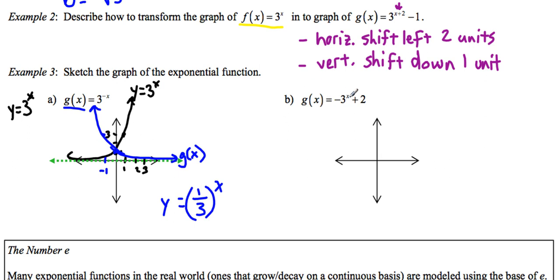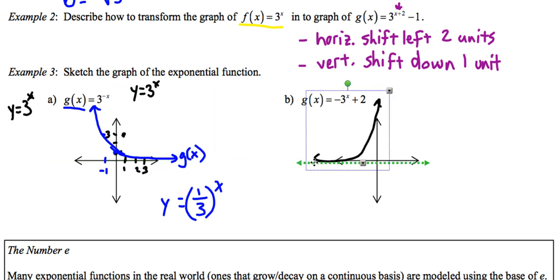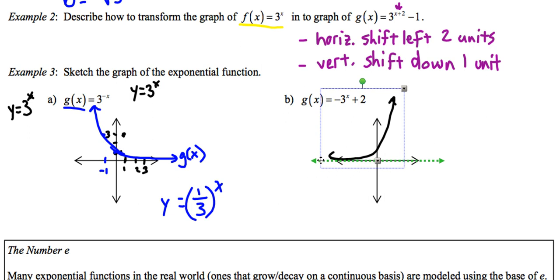Okay, let's look at b. g of x equals negative 3 to the x plus 2. Again, let's start with our parent function. I might cheat a little bit and grab these two to save some time. Alright, so we've got our y-intercept at 0, 1, and we've got a point at 1, 3.